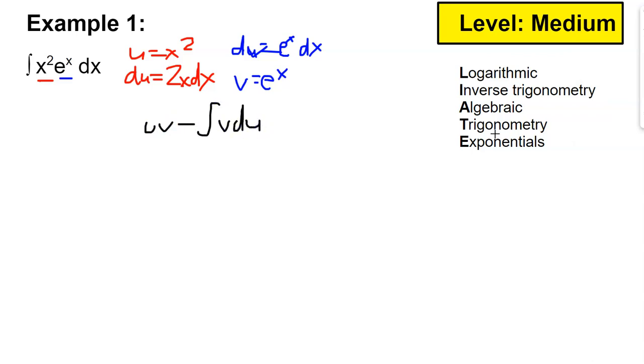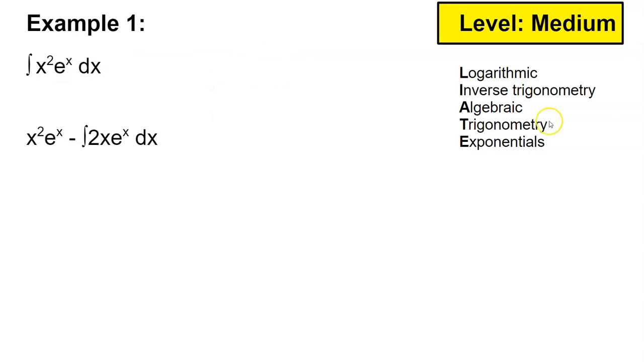With that in mind, what comes next after our initial step will be the expression x squared times e to the power of x minus the integral of 2x times e to the power of x dx. So in our earlier videos, after we use that formula, what we would do is just do some simple integration methods and then we get our final answer.